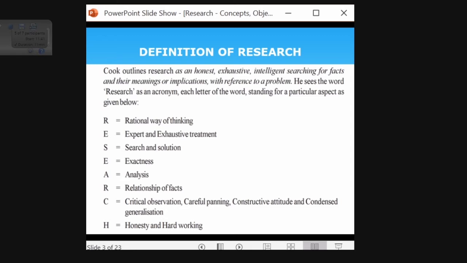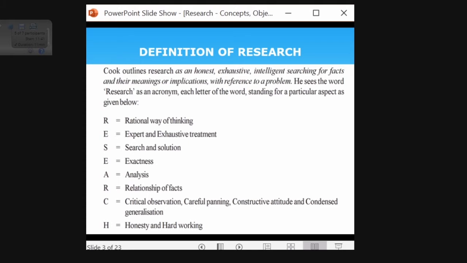Acronym means there is an abbreviation. In layman's terms, we call it a short form. Like ATM. ATM stands for automated teller machine. So ATM is the acronym, and automated teller machine is the expansion or abbreviation. So research is an acronym, each letter of the word standing for a particular aspect as given below.